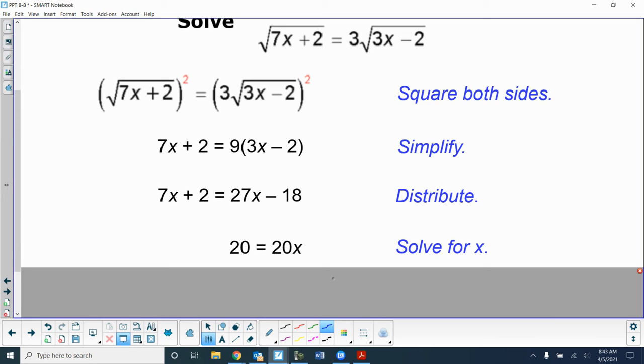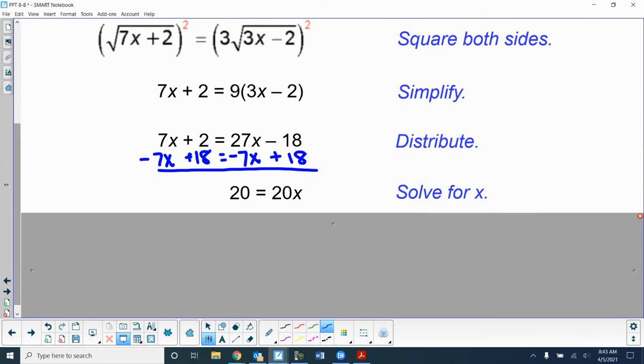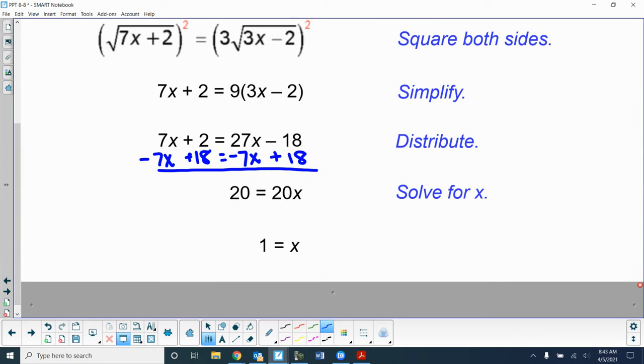So let me draw those in there for you, just so we all follow it. So we're going to add the 18. That's where the 20 came from, right? And subtract the 7x. That's where that 20 came from, the 20x, right? Makes sense? Now divide both sides by 20 and we get what? 1, right?